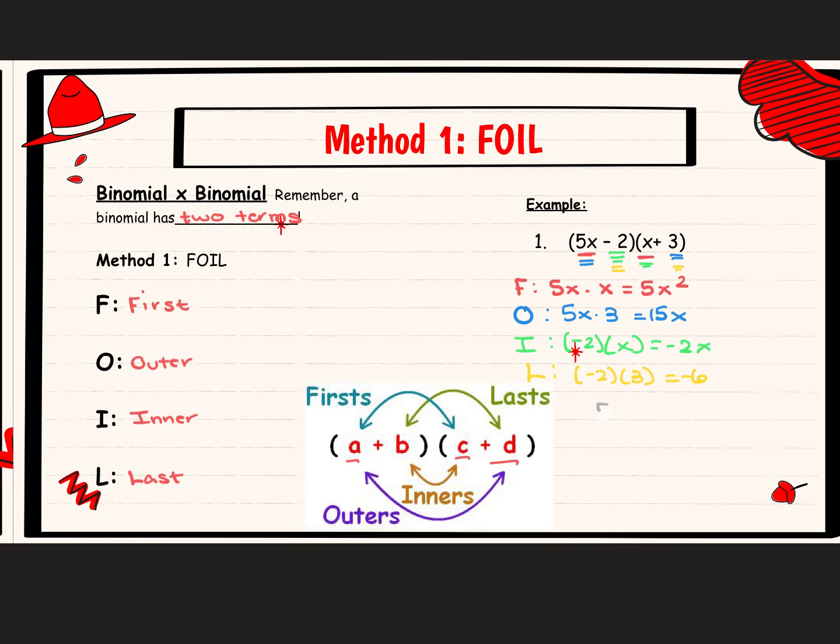All right, so I have 5x squared plus 15x minus 2x minus 6. So we can see here that I have my 15x and my negative 2x. I combine those together. I have 5x squared plus 13x minus 6. All right, so remember, this FOIL method only works for when we're multiplying a binomial times a binomial.